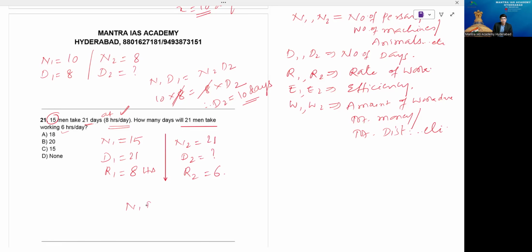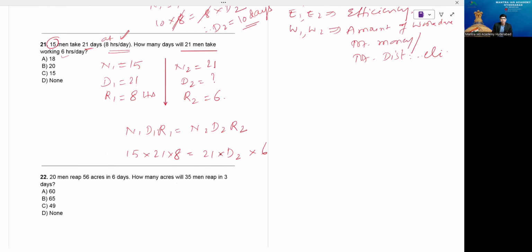This is the case. Now N1 D1 R1 is equal to N2 D2 R2. 15 into 21 into 8 is equal to 21 into D2 into 6. Just come to the calculation. So 21 is cancelled here. 3 5s are 15, and 2 4s are 8 cancel on the left side. 3 1s are 3, 3 5s are 15. So what is D2 here? Therefore D2 is equal to 5 into 4, nothing but 20. So what is my target? Observe this D2. The number of days we have is 20 days. This is option B.